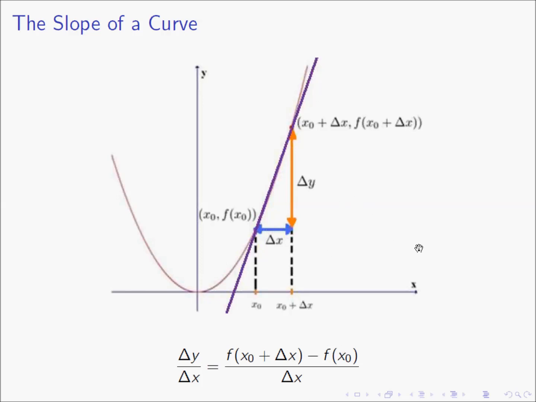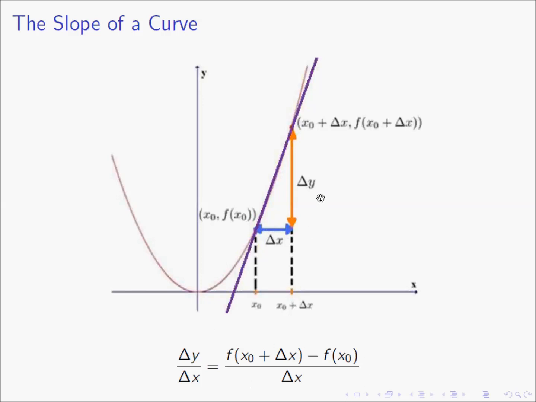But we're not really interested in the slope of the secant line. What we want is the slope of the curve. And the reality is that curves don't really have slopes. But what we can do is to take the slope of the tangent line. To do that, we take delta x smaller and smaller, and we even take the limit as delta x approaches 0 of this quotient.